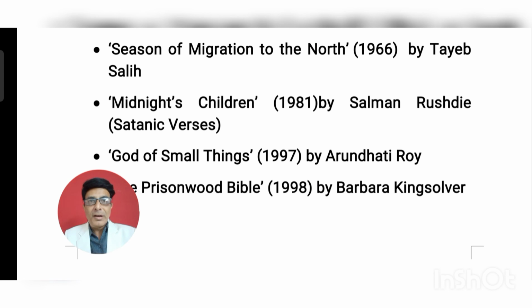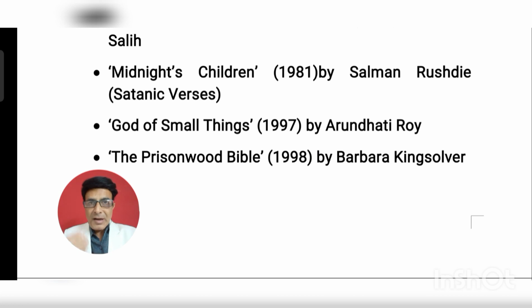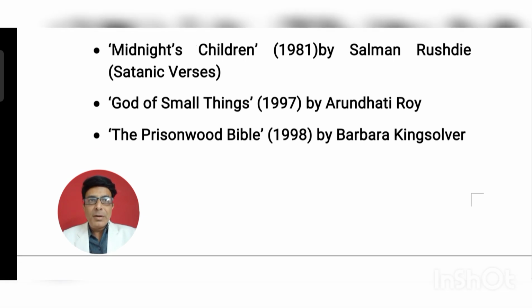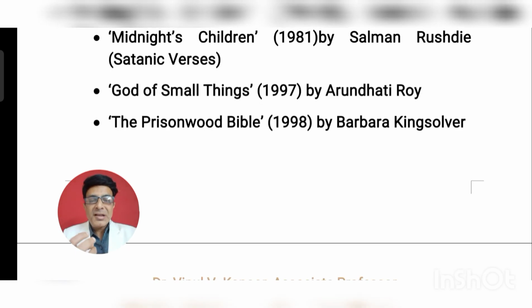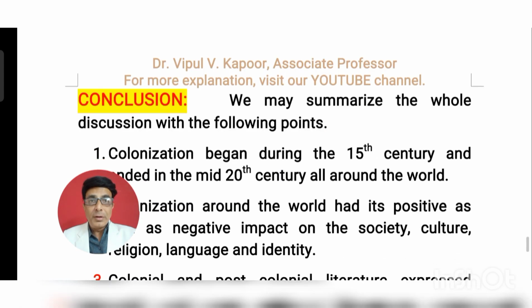Salman Rushdie is very popular, particularly for his Satanic Verses. He was banished from his country because he wrote something very ill against Islam in The Satanic Verses. So Salman Rushdie is again a post-colonial writer. The God of Small Things, written by Arundhati Roy. The Poisonwood Bible, written by Barbara Kingsolver. All these writers are known as writers of colonial and post-colonial literature.